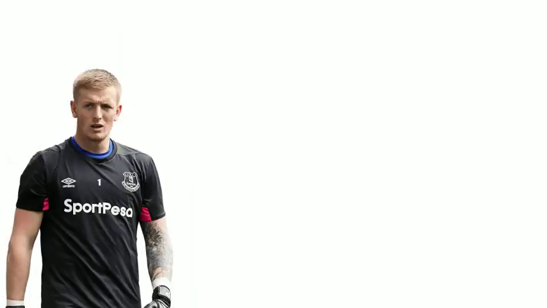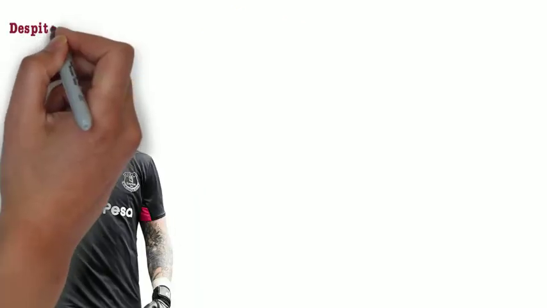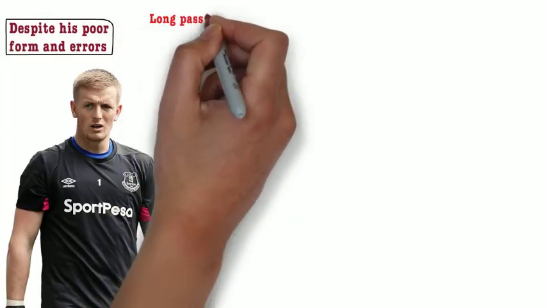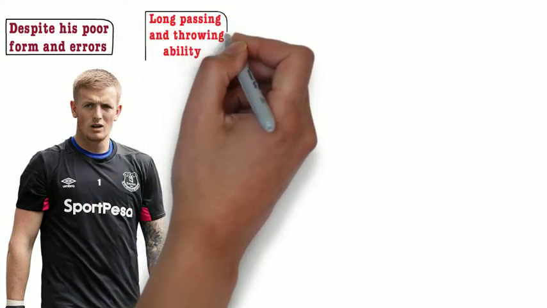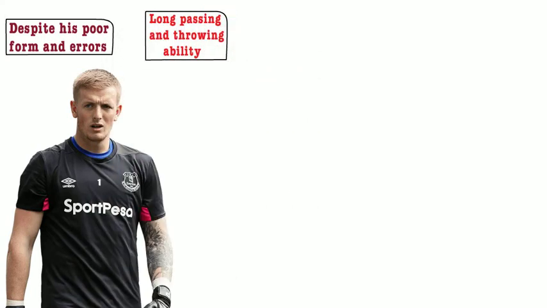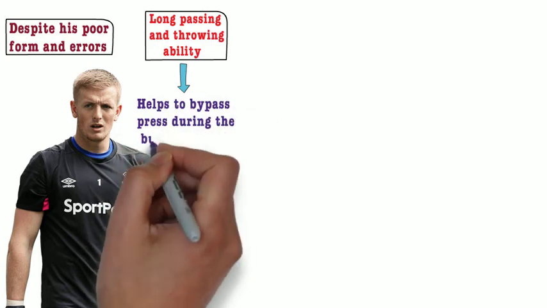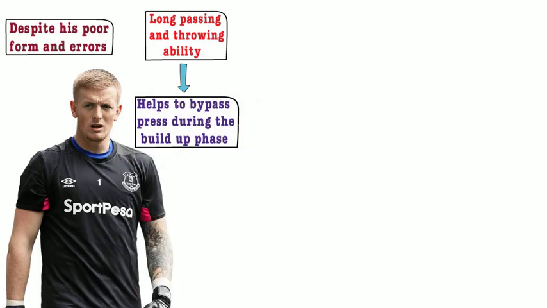Pickford would start in goal largely due to no other keeper having the quality to wrestle the starting place off of him, despite his strange errors last season against Liverpool and Newcastle, to name a few. His ball playing ability when England play out of the back and his long passing and throwing abilities, which enable England to bypass an opposition press, are also the main reasons why he still retains that starting spot.